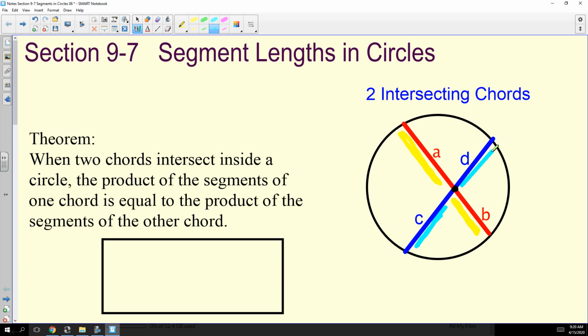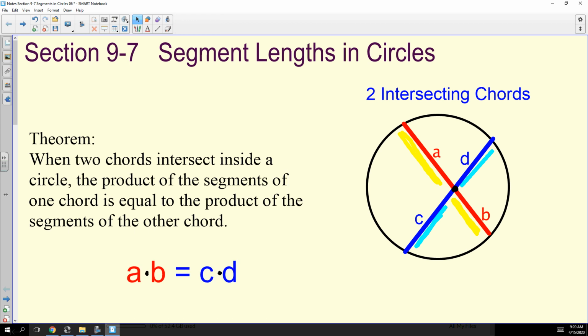Okay, and then when they intersect inside a circle, the product of the segments of one chord is equal to the product of the segments of the other chord. And really what that means is that A times B is equal to C times D. That's pretty much how you would set it up anytime you're looking to find one of those partial segments inside. Don't assume that things are congruent. Don't assume that things add up to be the same thing. And remember that 4 times 3 is 12 and 6 times 2 is 12, but they don't add to be the same length, right?